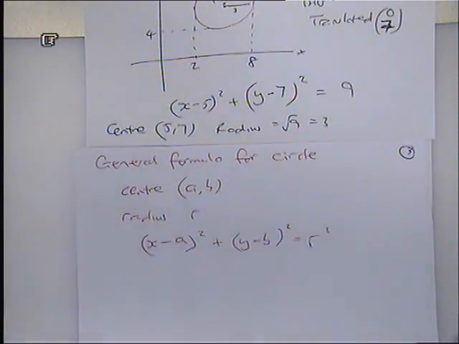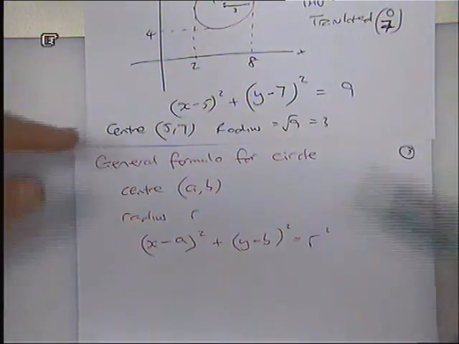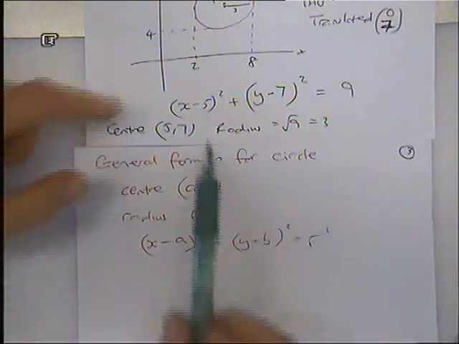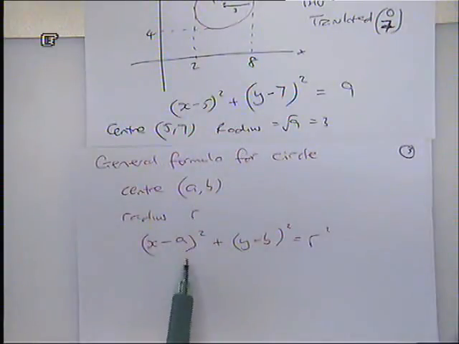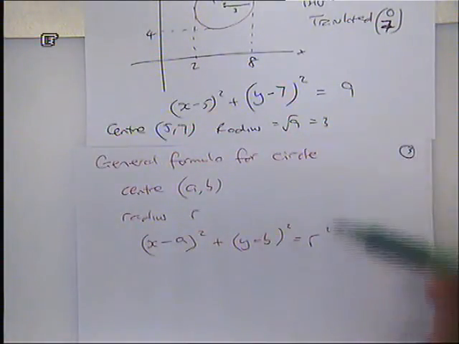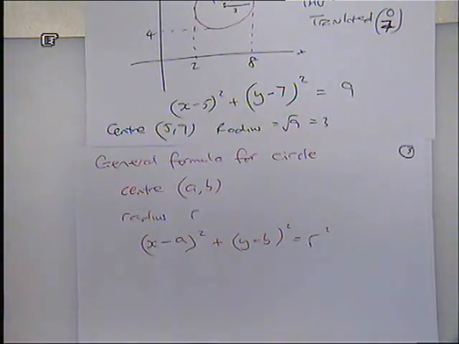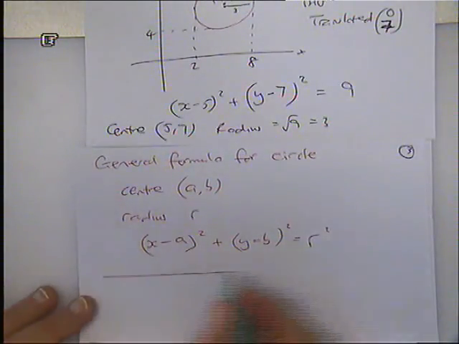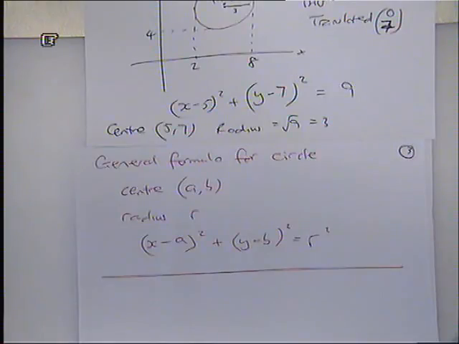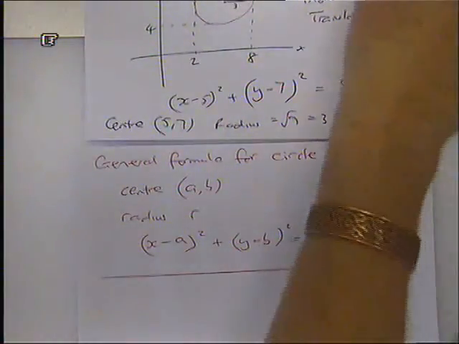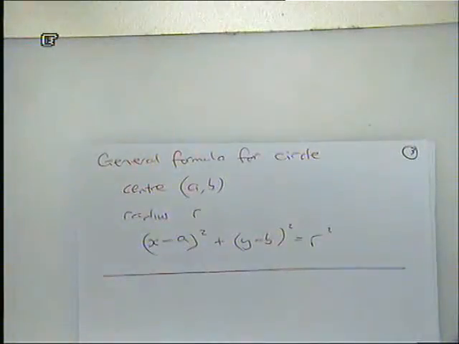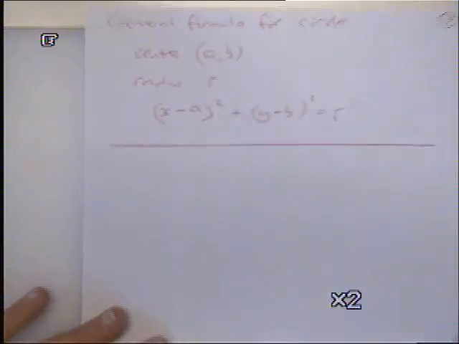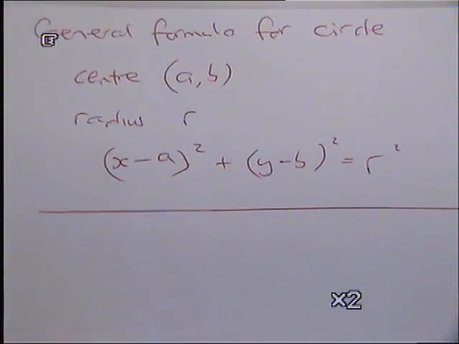Well done. That's right. Okay. So just by comparing basically this one to this one, the 5 has become an A, the 7 has become a B, 3 was the R. That is the general formula for a circle. So if you've got a highlighting pen or anything, what is written down there in red will be really useful to highlight. Okay? The general formula for a circle.